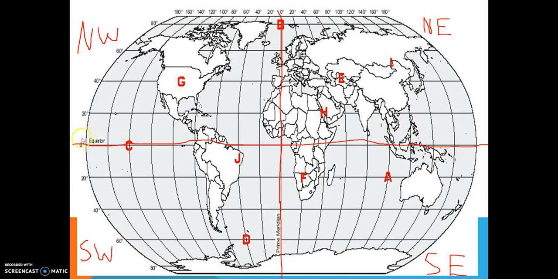When finding the absolute location of E, the first question we ask ourselves is, is E north or south of the equator? E is north of the equator. We put our finger on the equator and we go north until we touch a line of latitude that runs through E. So we stop here. E is 40 degrees north of the equator.